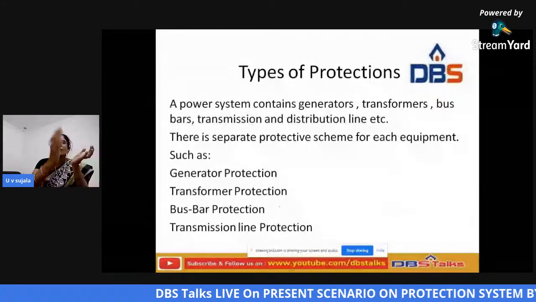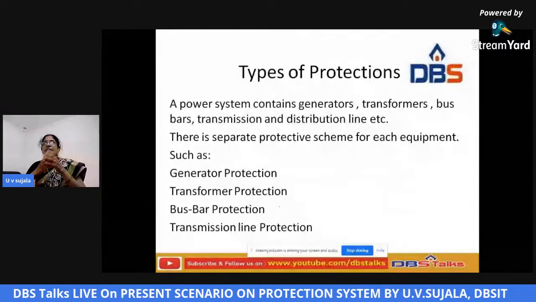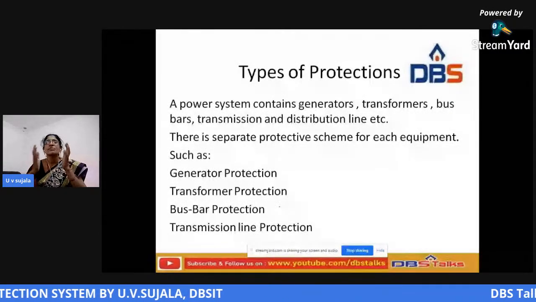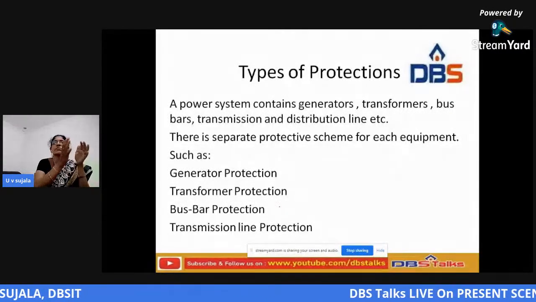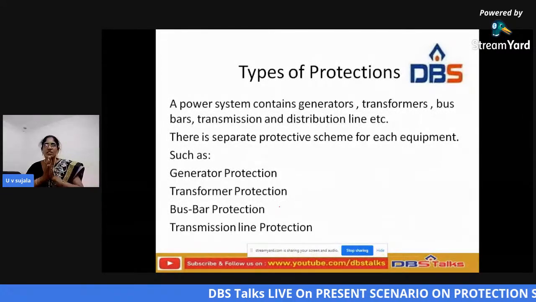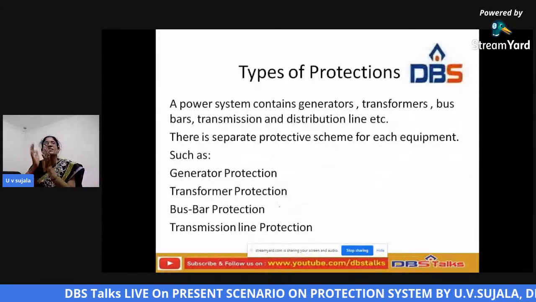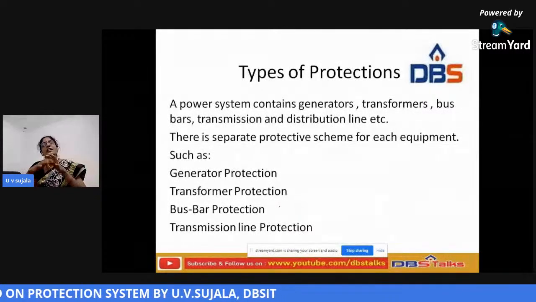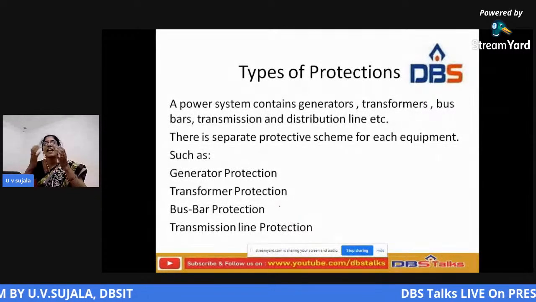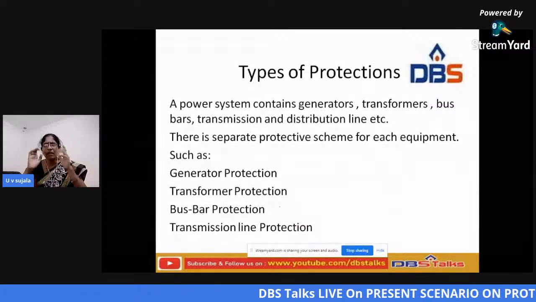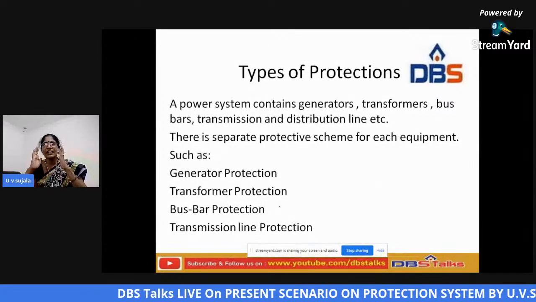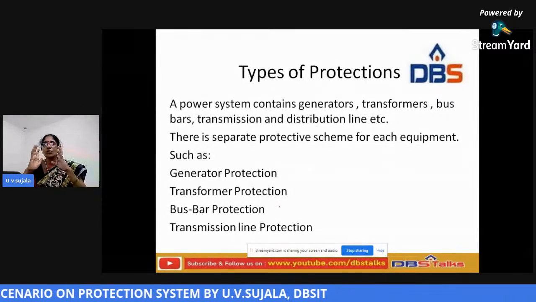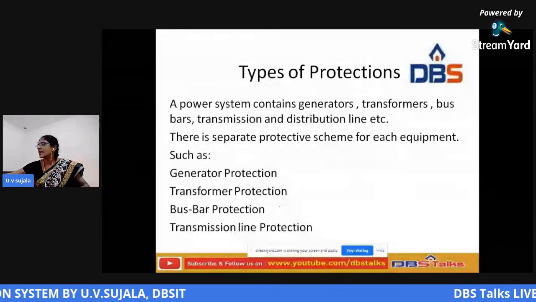So we have to see that there is the generator, transformer, bus bars, transmission, distribution line. Suppose we connect the protective system to the generator, it is generator protection. If we connect the transformer, it is transformer protection. If you connect the bus bar, it is bus bar protection. Or if you connect the transmission line, it is transmission line protection. So every power system component must be connected to a separate protection system. Then only we can form good reliability.